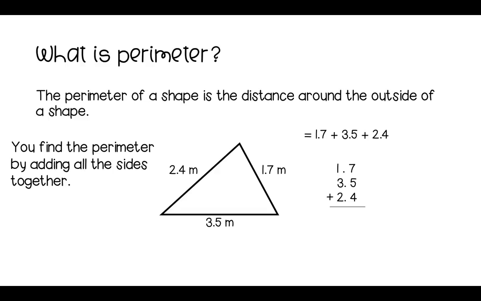And the way that works is we go 4 plus 5 is 9, plus 7 is 16. So we take the 6 and we carry the 1. Now with a decimal, because we've got one decimal place here, we pop our decimal back down again so we've still got that 1 behind it. And we go 3 plus 2 is 5, plus 1 is 6, plus 1 is 7. So our answer is 7.6. So the perimeter around this triangle is 7.6.